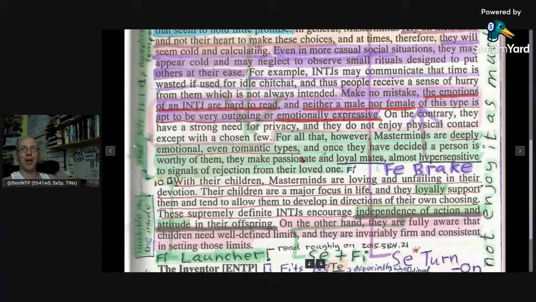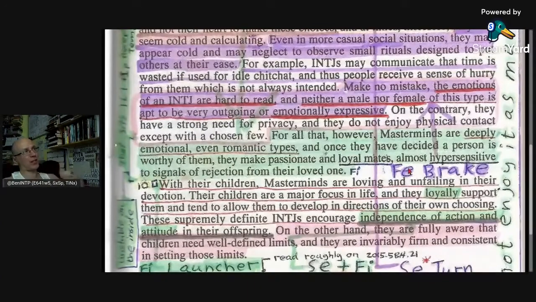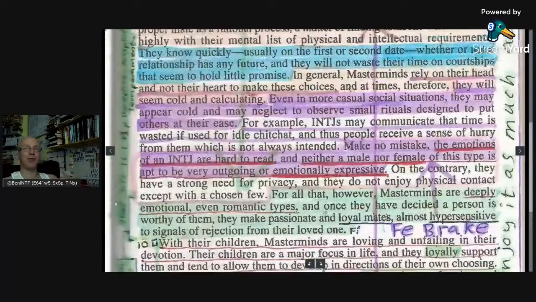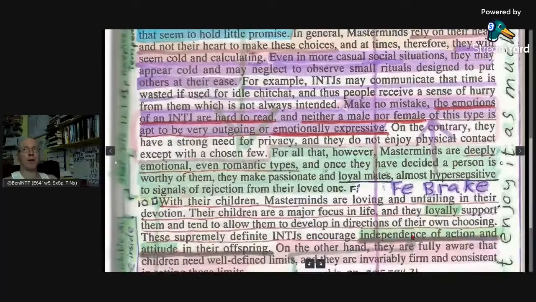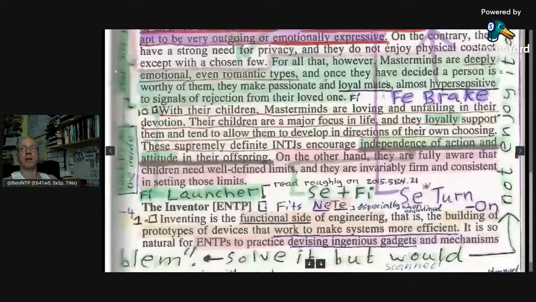More males than females. And once they have decided a person is worthy of them, they make passionate and loyal mates, almost hypersensitive to signals of rejection from their lover. So you see there that wanting of that close psychological distance. It's almost as if Curzis is describing a sexual five here. So I'm tagging this as FI stuff. And then this reduced affect display and not really caring and not showing much emotion to others, I'm tagging as FE break. And again here, loyalty, independence of action and attitude in the offspring, I tag that as FI.